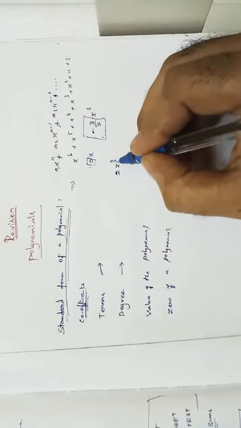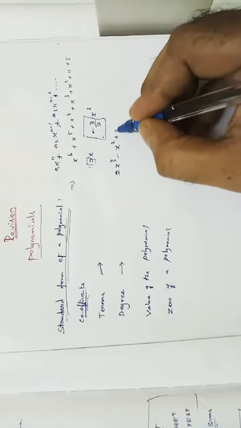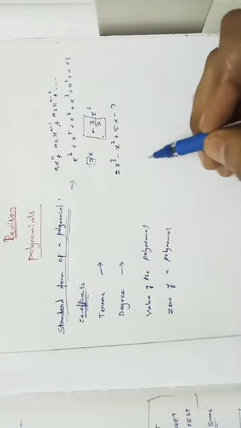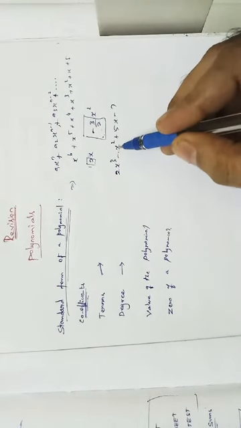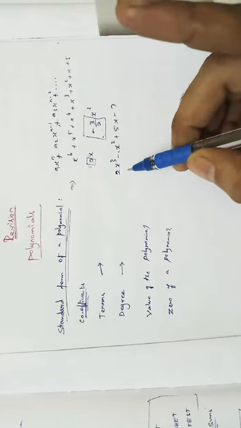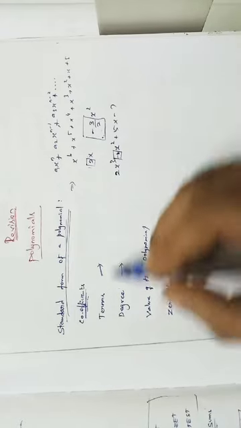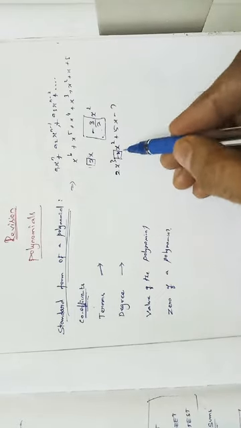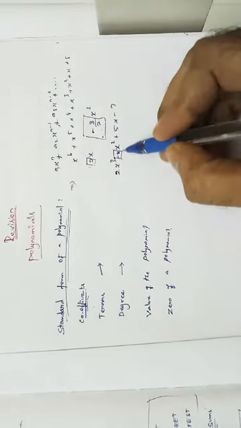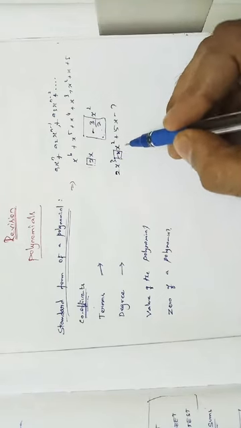Suppose 2x^3 - x^2 + 5x - 7. What is the coefficient of x^2 here? When nothing is written, it means 1, and the symbol before it is minus. So minus 1 is the coefficient of x^2. Coefficient is the constant with the variable.